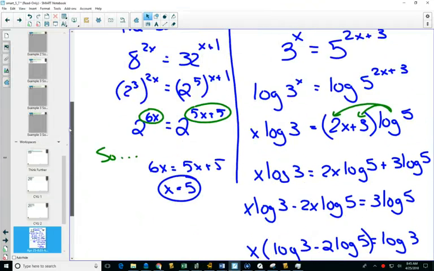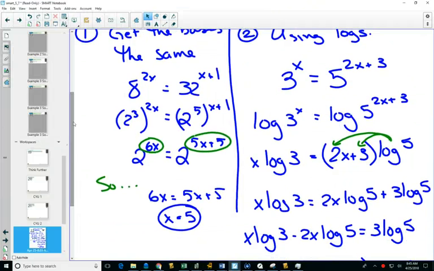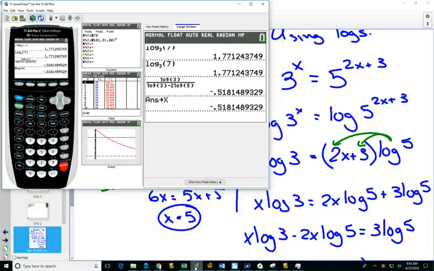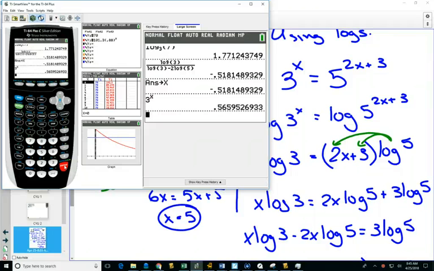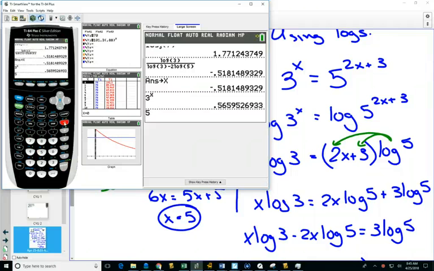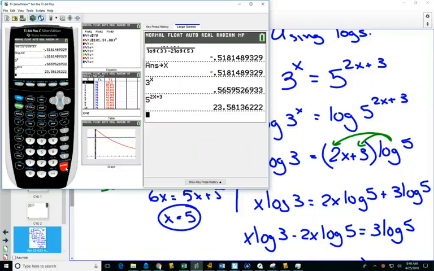And then if I look back at what my original equation was, it was 3 to the x is supposed to equal 5 to the 2x plus 3. So what I can do to check is, I just stored my answer as x, so what is 3 to the x? And what is 5 to the 2x plus 3? Are they the same? No. So where did we make our mistake? What went wrong?